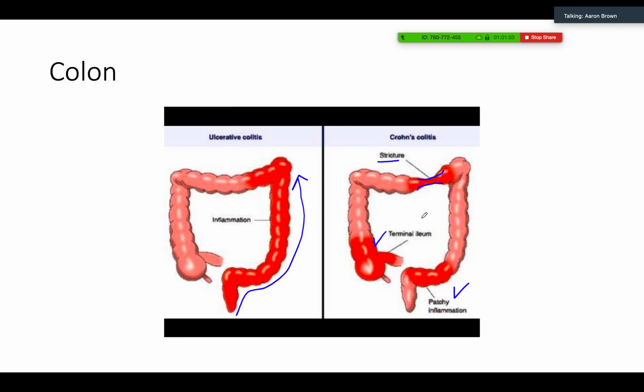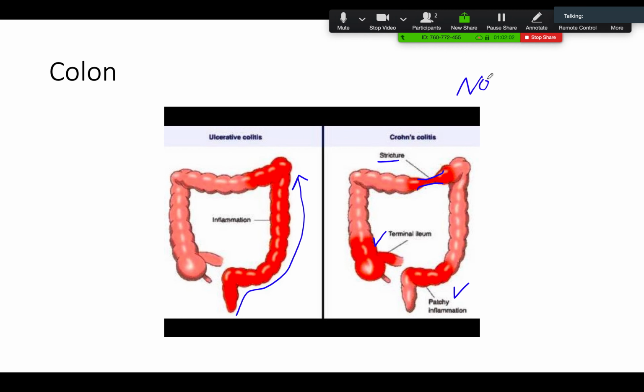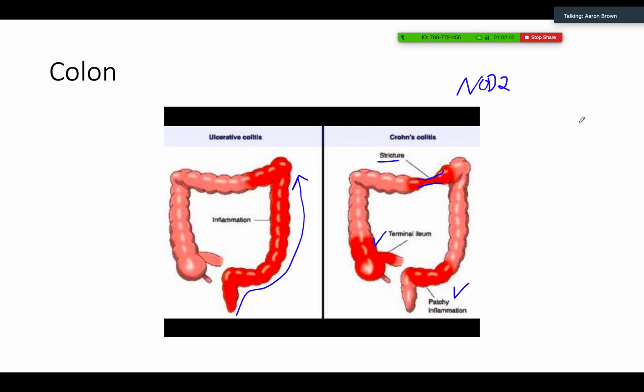The NOD2 mutation. Crohn's, yes, very good. Primary sclerosing cholangitis. Yes, very good. And your final question is going to be, you have a patient with inflammatory bowel disease.